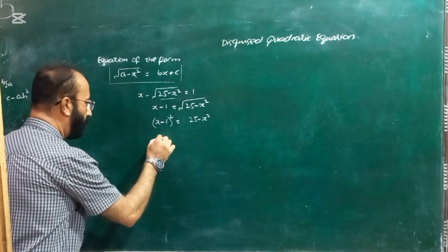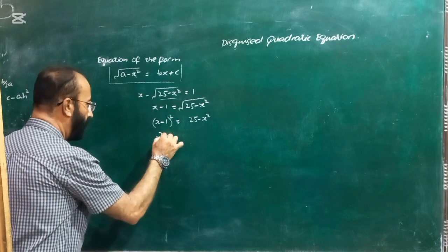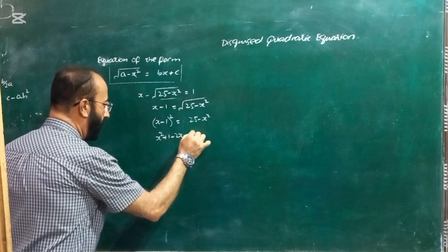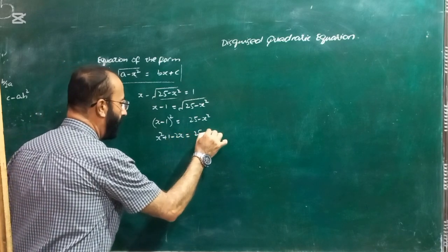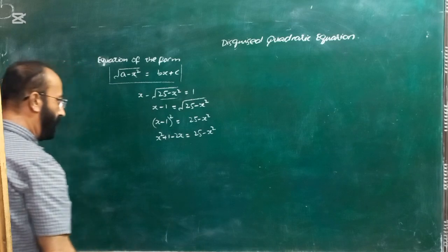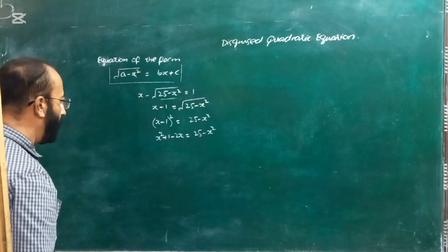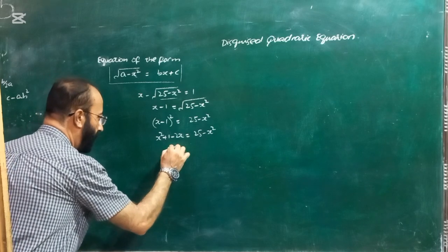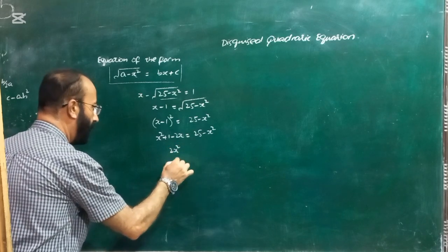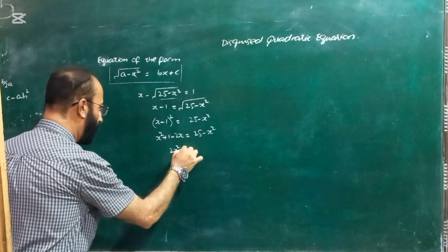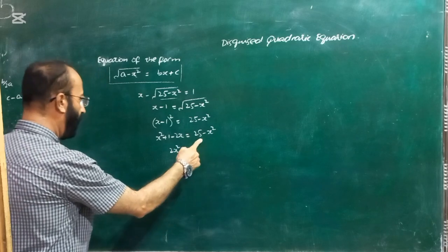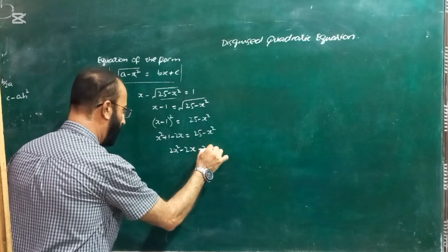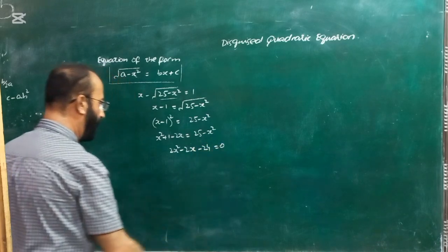Now open the square of this. So the a minus b whole squared formula will be applied. So a squared plus b squared minus 2ab is equal to 25 minus x squared. So now arrange the equation in descending order. So this x squared will come to the left hand side. It will become 2x squared now. This minus 2x is there. And this 25 will come to the left side. So it will become minus 24. So this is the equation now.